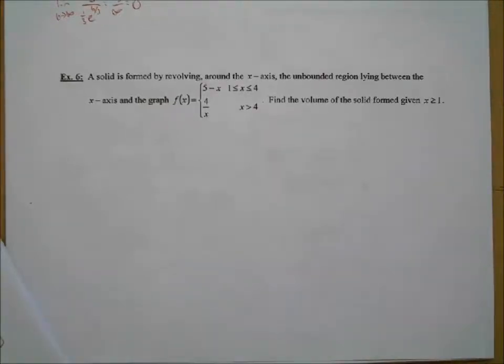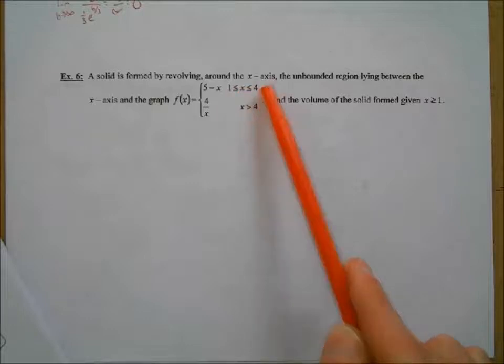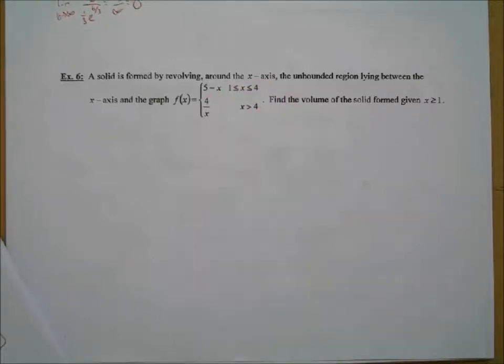Good. A solid is formed by revolving around the x-axis the unbounded region lying between the x-axis and the graph f of x equals 5 minus x for 1 less than or equal to x less than or equal to 4, and 4 over x for x values greater than 4. Find the volume of the solid formed given x is greater than or equal to 1.